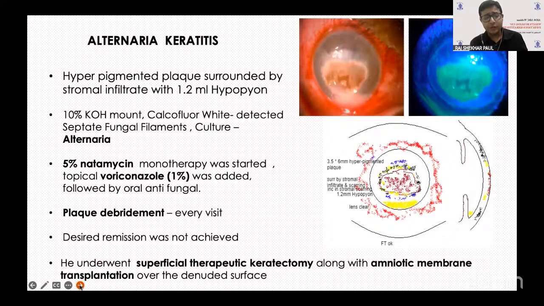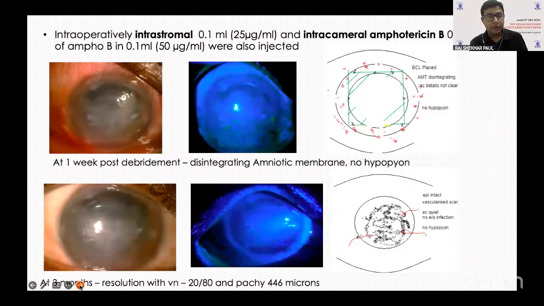Desired remission was not noted by 2 weeks, so we went ahead with a superficial therapeutic keratectomy along with an amniotic membrane over the denuded surface. Intraoperatively, we also gave intrastromal and intracameral amphotericin B. At 1 week post debridement, we can see improvement, and by 2 months, the resolution was good.